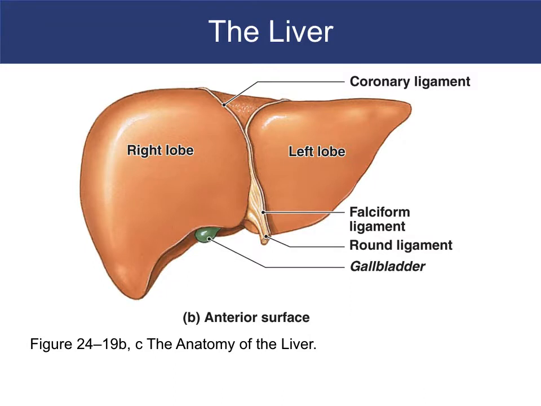Here's the liver looked at from the front. There's a big right lobe. There's a medium-sized left lobe. There's a quadrate lobe that's back here in back that we'll see in a minute. Here's the gallbladder in the human. You can see the gallbladder very easily. Here's the round ligament and the falciform ligament, which is that ligament that attaches up to the front.